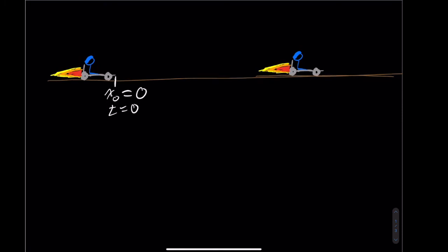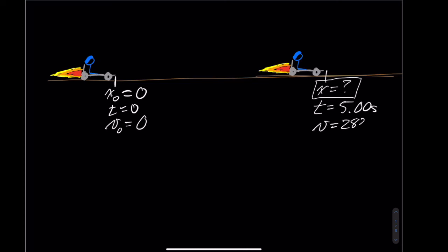And then, what's our velocity at that point? Well, we're not explicitly given a number, but it says we start at rest. So that means that the velocity is 0 to start. Okay, so then over here at our ending point of this problem, we have our final position, which we don't know, and that's what we want to know. We have our time at that point, which is given as 5.00 seconds. And then we have our velocity at that point, which is given as 282 meters per second.